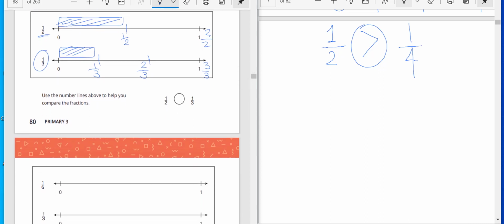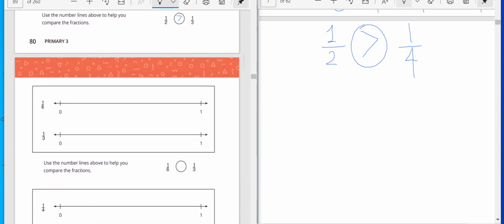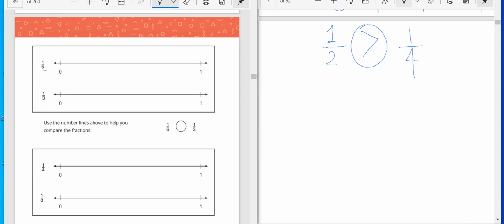Using number line, which is more than, half or third? Yes, half is more than third. The next page, sixth and third.